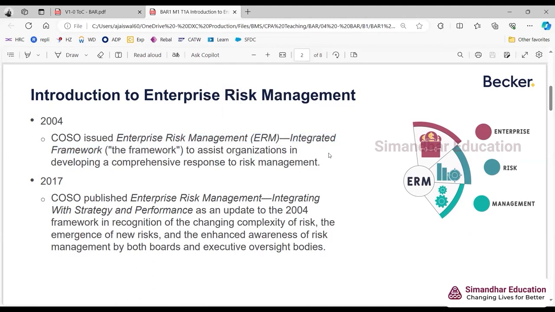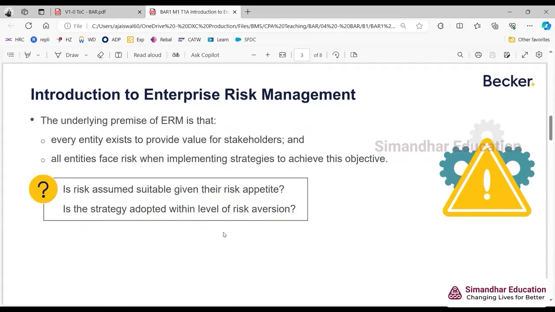Now why all this came into the picture was because of all the frauds that were happening. WorldCom, Enron, Arthur Andersen, all those frauds led to the development of the framework. And in 2017, it was revamped. So not too long ago, right? Seven years back. As the name suggests, it is about risk management. Enterprise means the organization, and enterprise risk management means we want to manage the risk. There are various topics within this that we are going to understand.